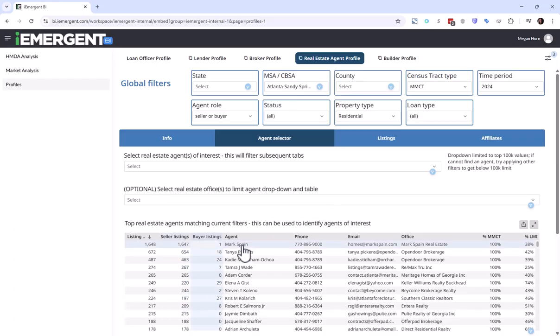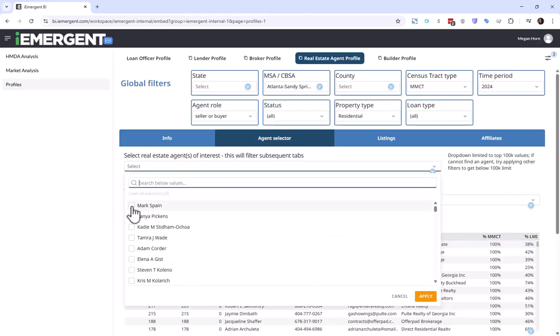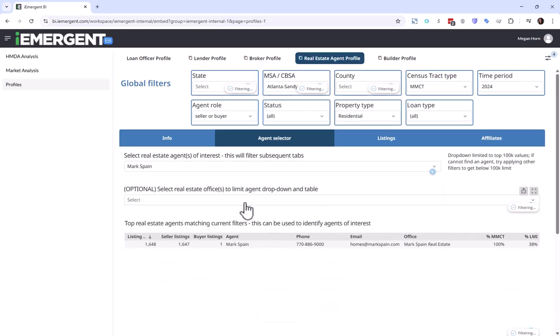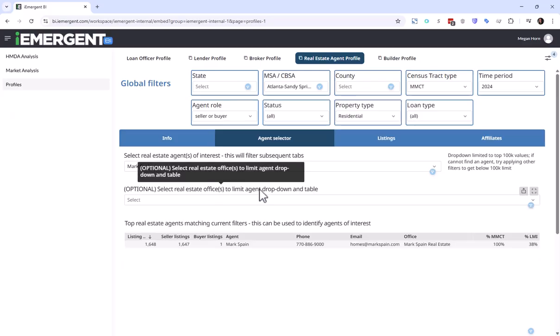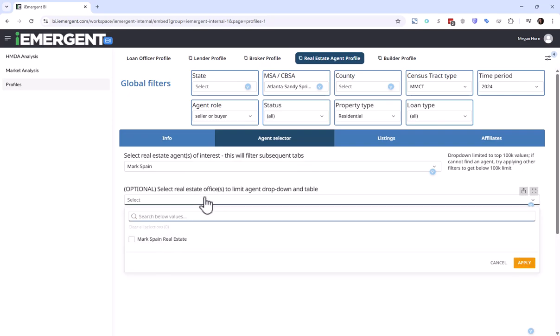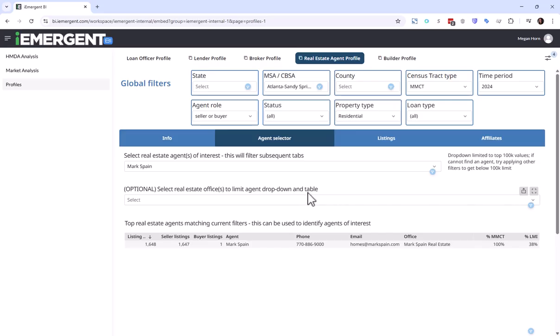So for pretty much all the metrics we've had, Mark Spain has been top of the list. So let's go in and see what his numbers look like. Because he's top of the list here, he's going to be top of the list here. So I'm going to select him. I'm going to apply. So you can see it filters now just down to him. And then if we want to, we can limit to the real estate offices, the companies. And for him, he's working all under his own one.